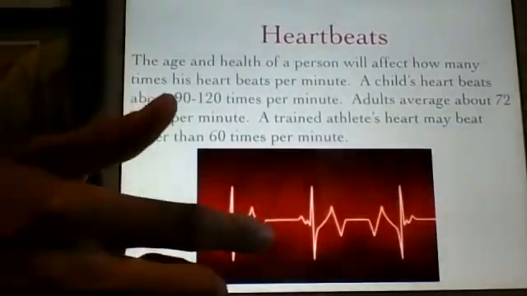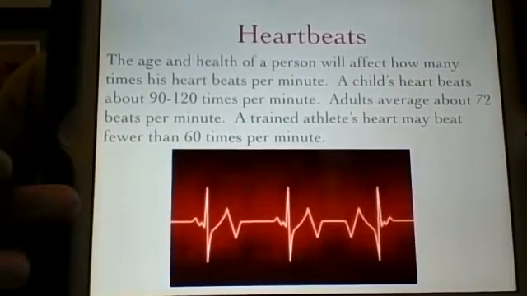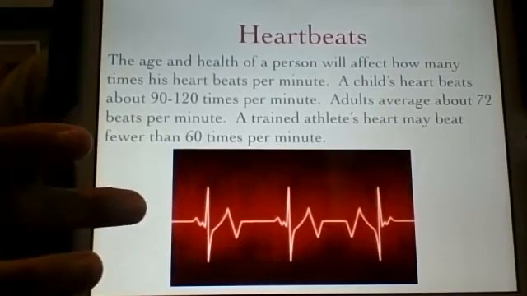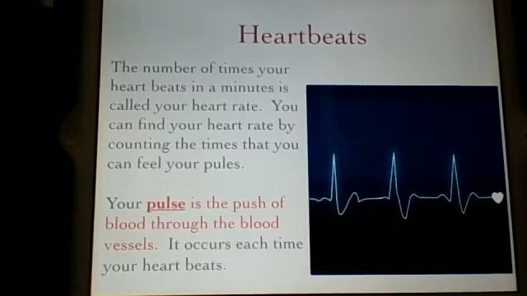And this is what our heartbeat looks like on medical machines. And here's another example of that. All right. The number of times your heart beats in a minute, we call that your heart rate. You can find your heart rate by counting the times that you can feel your pulse.